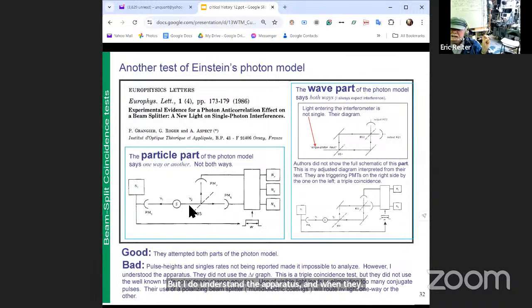And when they then go ahead and take what they say is this one at a time source, and then do the wave part of Einstein's photon model, that's a good part of this test. They understood that the photon model has a particle part and a wave part, and they're both equally important. But when you look at how they label this, it's just wrong. They say, what does it say here? Single photon input. It's just not that. It's a triple coincidence. They explain in their text, and also you can tell from this diagram.